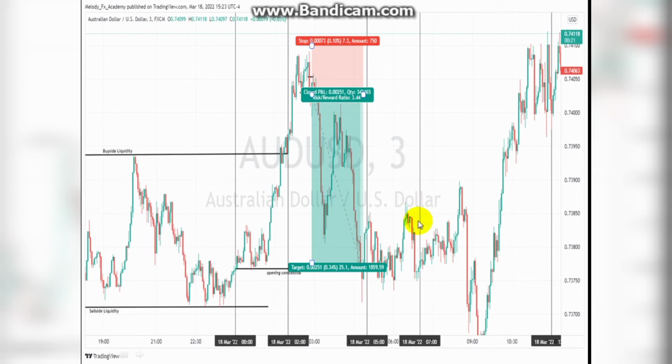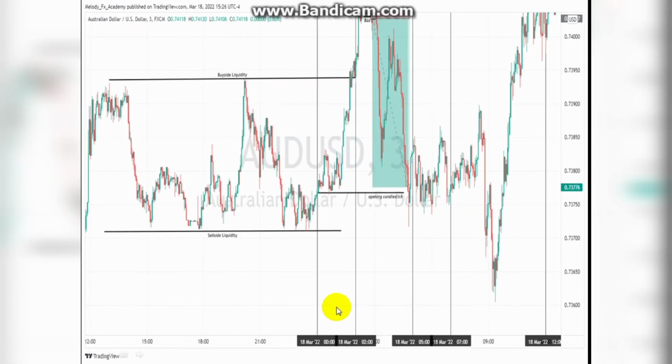Okay, so after the New York session opened, price traded up a bit and dropped down aggressively, attacking the sell side liquidity. This was when I started hunting for my buy entry. This is that old low, sell side liquidity resting below that, and price tipped off right here, dipped into it, and was taking off.